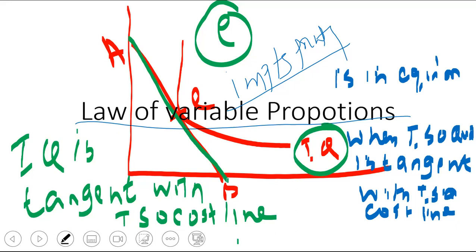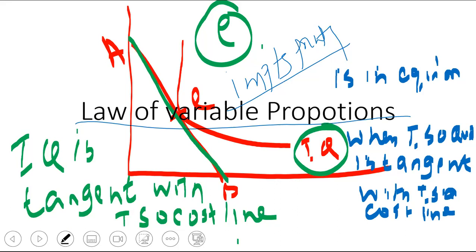What is the question? Explain producer's equilibrium with isocost and isoquant. That is the question which I already told you. Yes, others, please put it in the chat box. Could you complete the diagram? Did you write the notes that I told you, the points which I discussed here? Put it in the chat box. I am waiting for your answer.